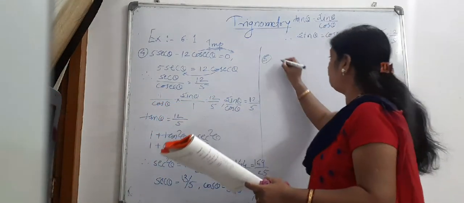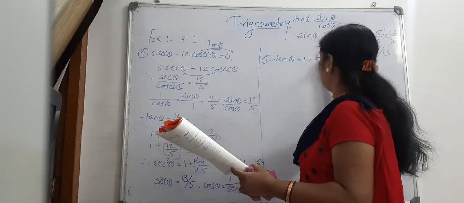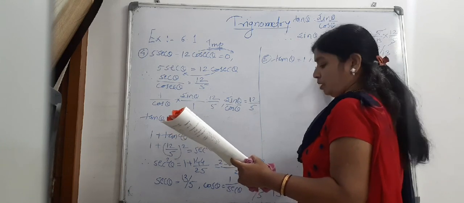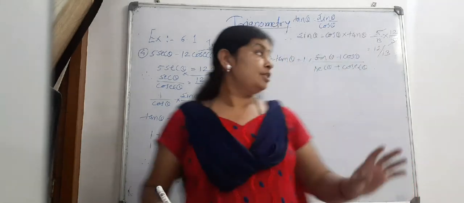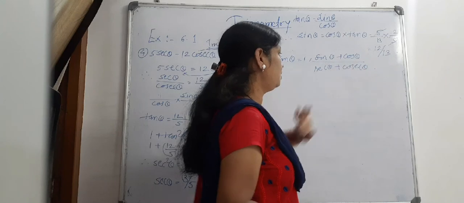Now see the fifth problem, which is also important. The fifth problem is: if tan theta is 1, you have to find out sin theta plus cos theta upon sec theta plus cosec theta. What is given? Tan theta is 1. You have to find out sin theta plus cos theta upon sec theta plus cosec theta.